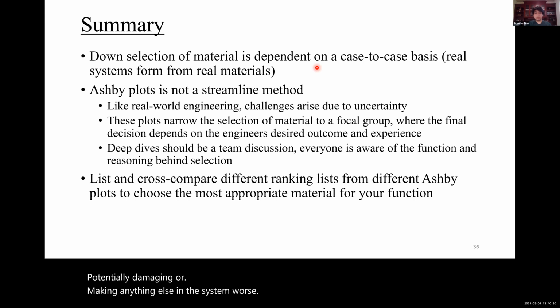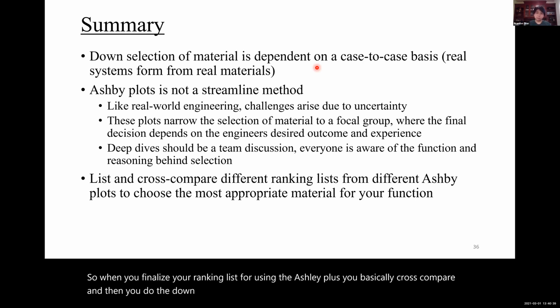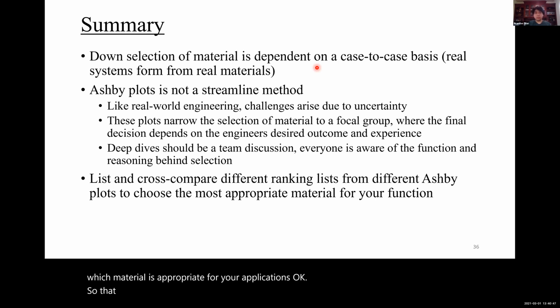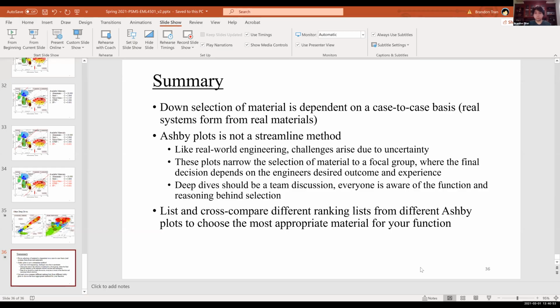So when you finalize your ranking list for using the Ashby plots, you cross-compare them, and then you do the down selection process, and you ultimately, with your team, choose which material is appropriate for your applications. Okay. So that pretty much concludes the material selection slides and presentation. If you have any questions, just feel free to ask me. Send me an email.